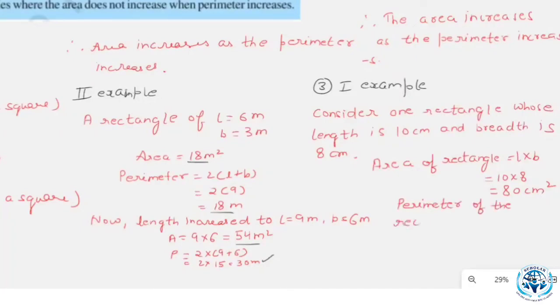Perimeter of the rectangle is equal to 2 into length plus breadth. That means 2 into 10 plus 8. 10 plus 8 is 18. 2 into 18 is equal to 36 centimeter.